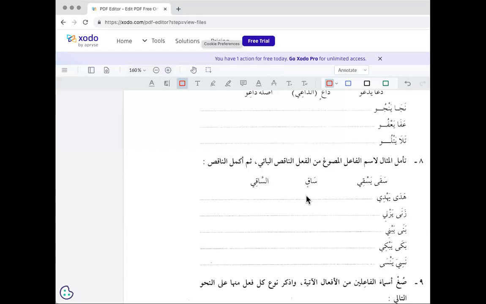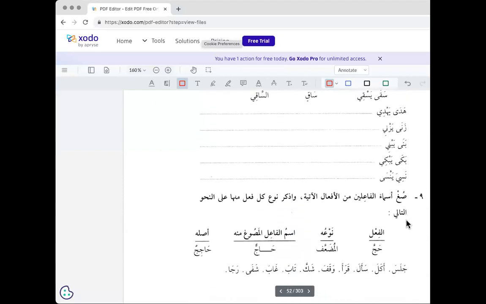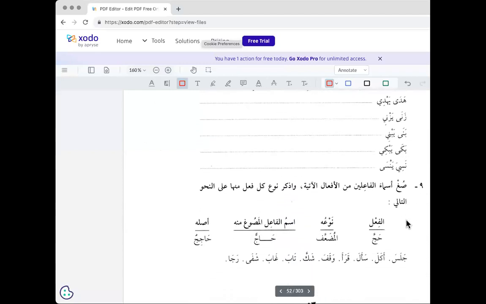Banin. Al-Bani. الباني. أحسنت بارك الله فيك. نسي ينسى. Nasin and unnasi. Now, I missed one, I think. Baka yabki. Bakin, al-baki. Barakallahu feek.